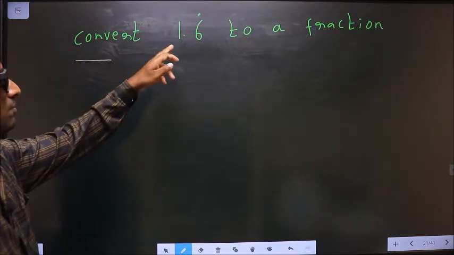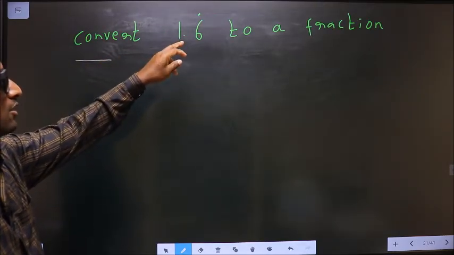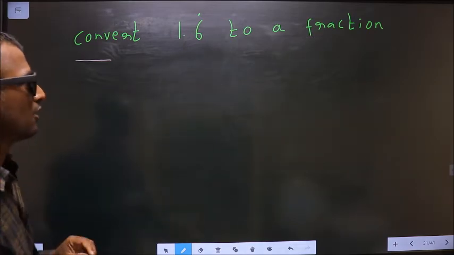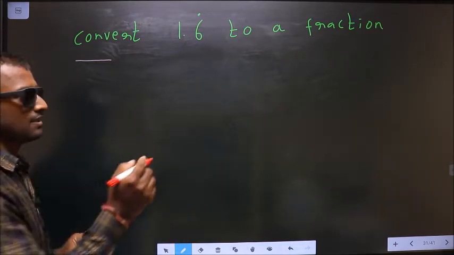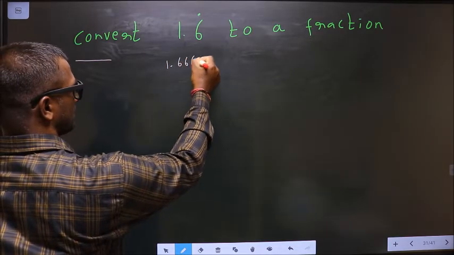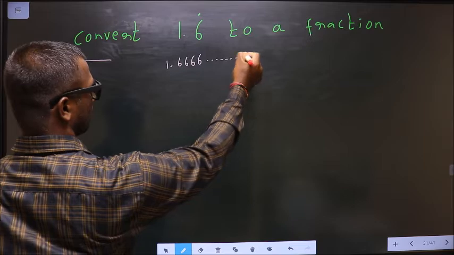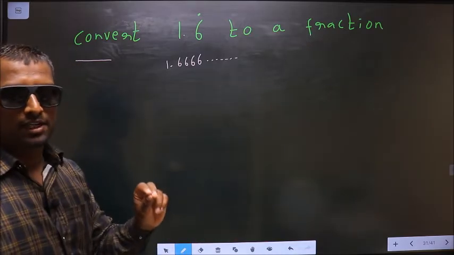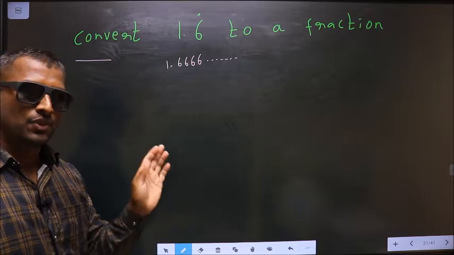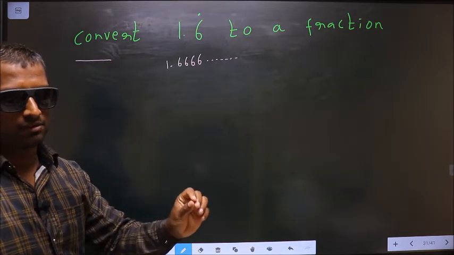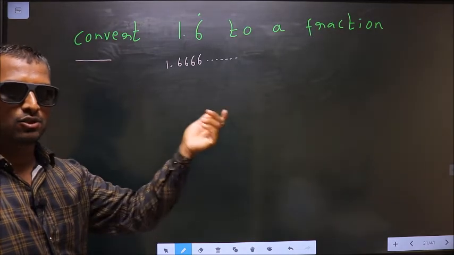Convert 1.6 with a dot on the 6 to a fraction. See, man, a dot on the 6 means this is 1.6666, and so on. A dot present on a number means that number keeps on repeating. Clear? Now I have to convert this to a fraction.